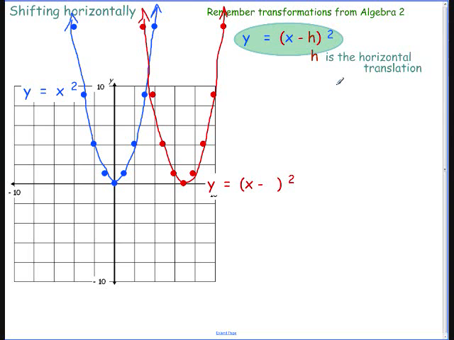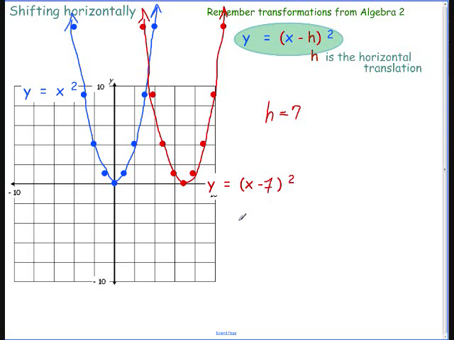All right, the H is the horizontal translation. So it's x minus whatever the translation is. In this case, how far did I translate it? These grids are 2 by 2s, so we've got 2, 4, 6. This would be 8. It's right in the middle. So that is H is equal to 7. Therefore, it is x minus a positive 7.